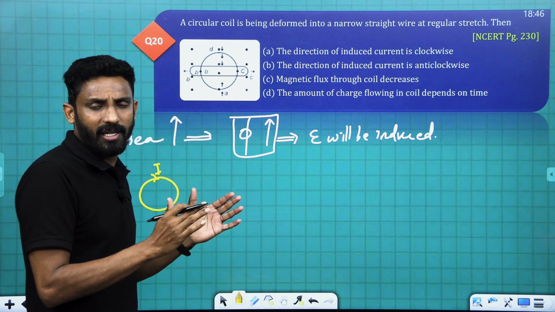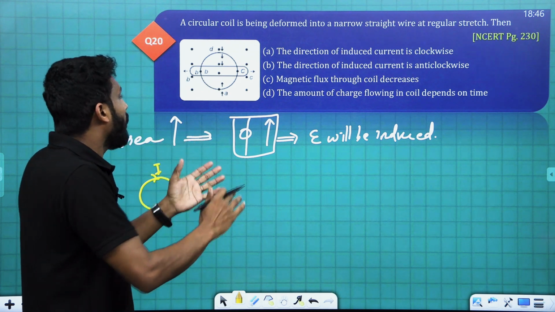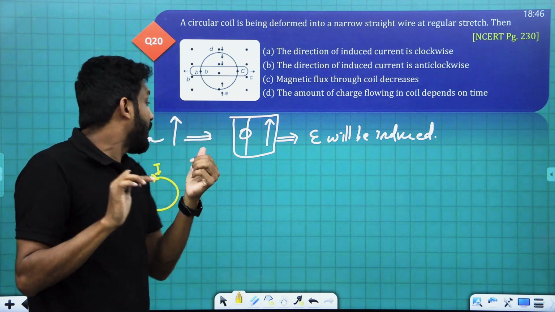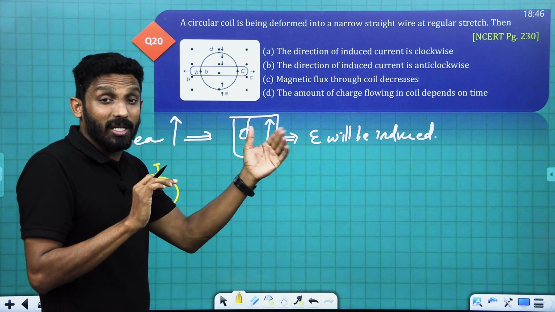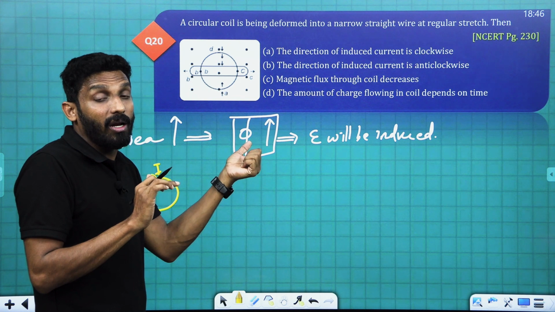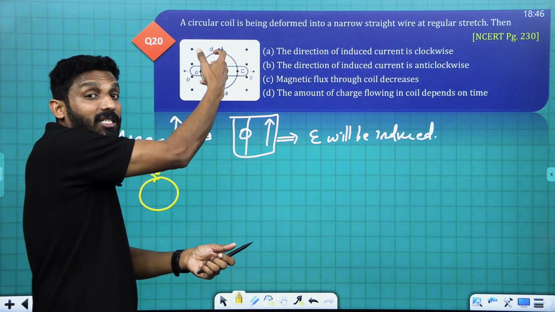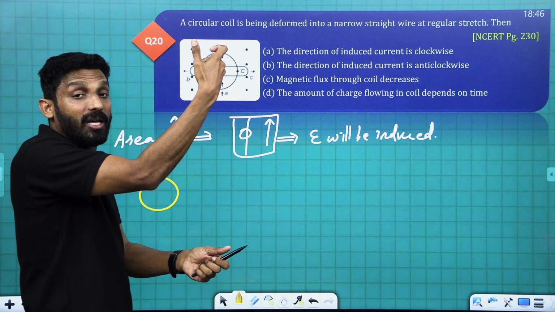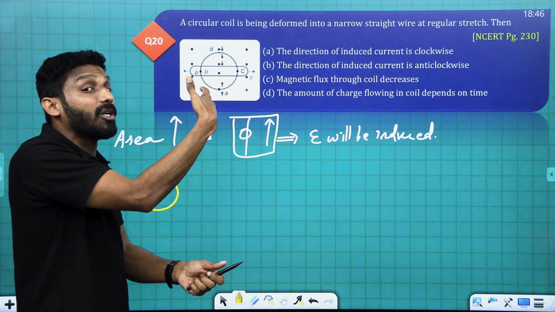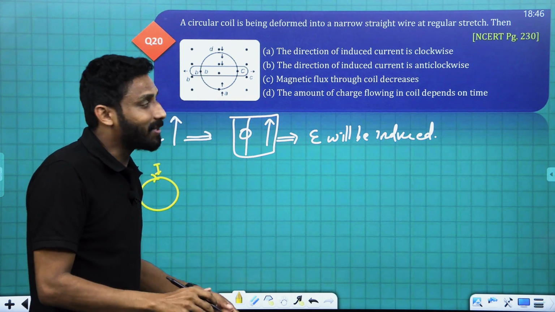This is a very good question for understanding the concept of Lenz's law. First of all, circular shape, minimum area. Then stretching into a narrow shape means area increasing. Area increasing means flux increasing, EMF induced, current induced. Current induced opposes the change in flux, so the induced current will produce a magnetic field intensity into the plane, since the external field intensity is outward. Into the plane means the induced current should be in the clockwise direction. Clear? Very good.